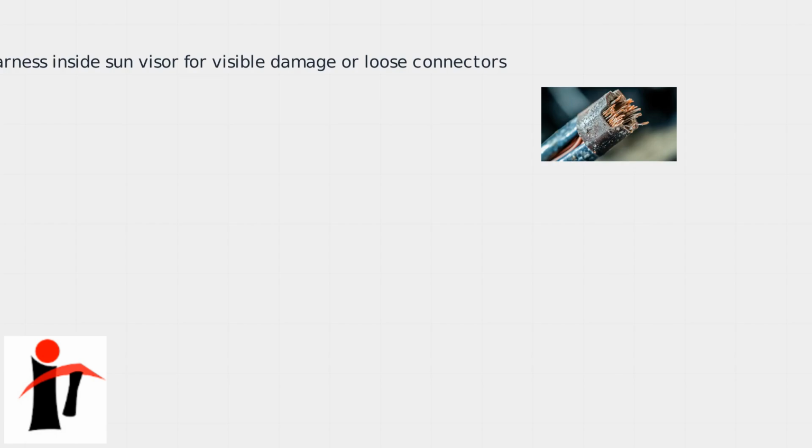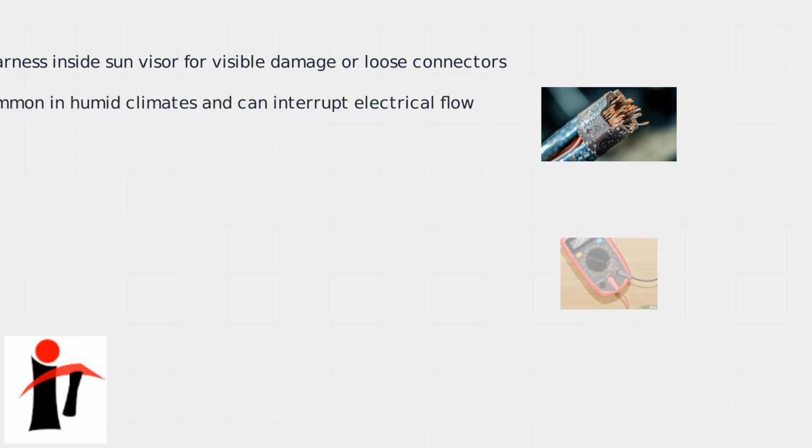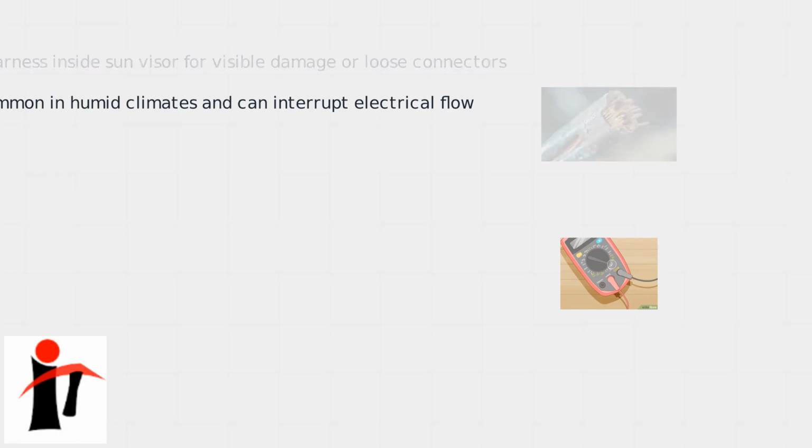Start by inspecting the wiring harness inside the sun visor for any visible damage or loose connectors that might be causing the issue. Corrosion on connectors is especially common in humid climates where moisture can build up and create resistance in the electrical path. This prevents proper power delivery to the LED bulb.